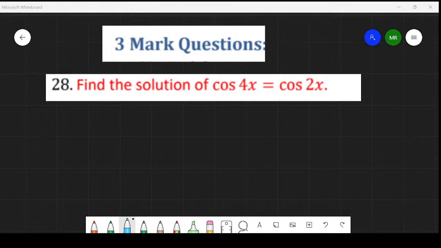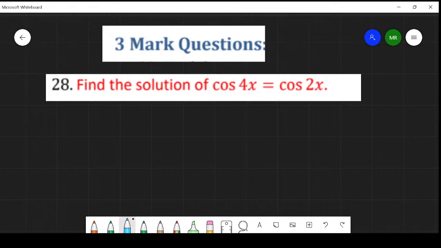Now see here, the first problem we are going to explain. Find the general solution of cos 4x is equal to cos 2x. Just observe this problem.